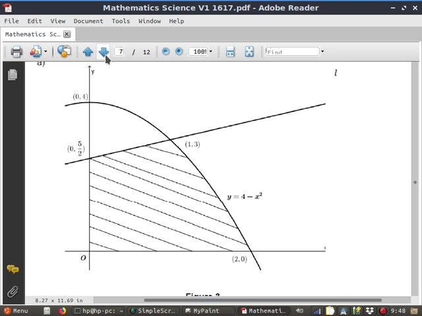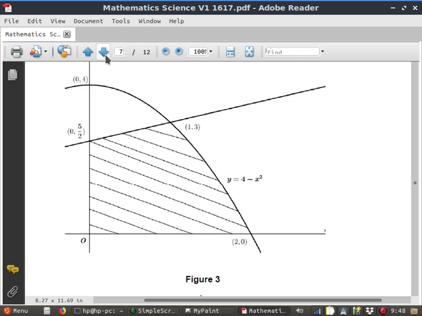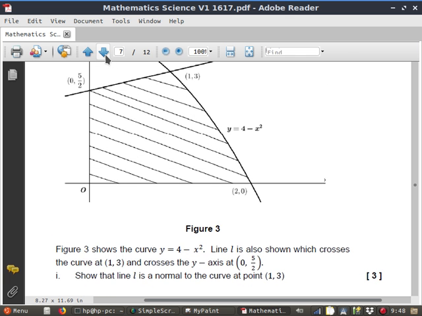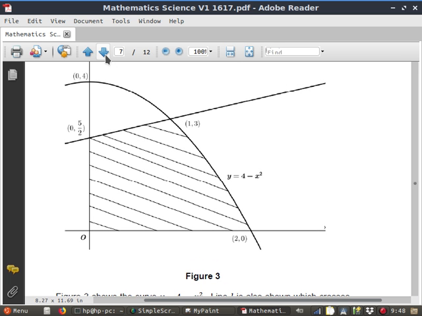Next one. Okay. What have we got going on here? We'll have to first show that L is a normal at the point 1, 3.